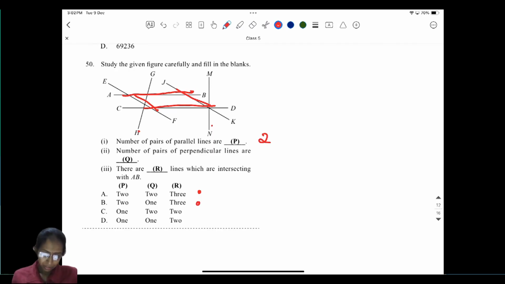Now, number of pairs of perpendicular lines. Perpendicular lines are the lines which are intersecting at 90 degrees. So how many lines can you observe to be perpendicular? This is the first line which seems to be perpendicular. One pair is perpendicular. Can you find any other pair? No. So there is only one pair which is perpendicular. That means B is the correct option.